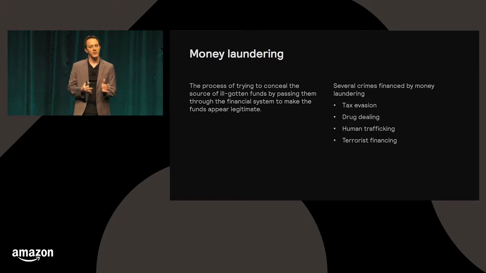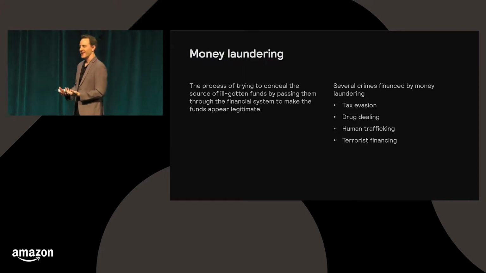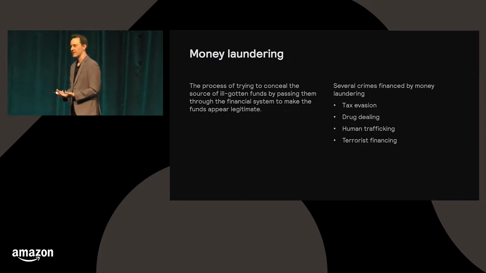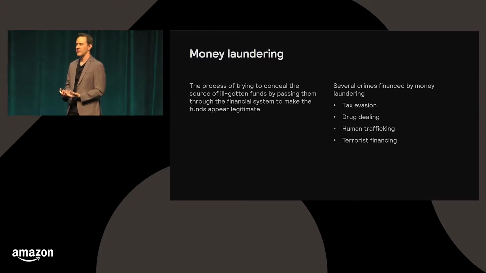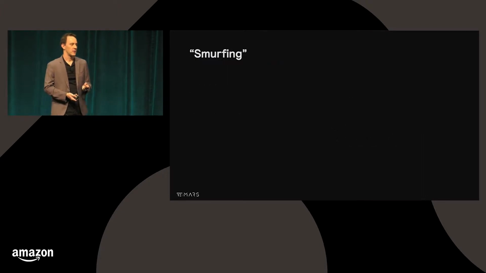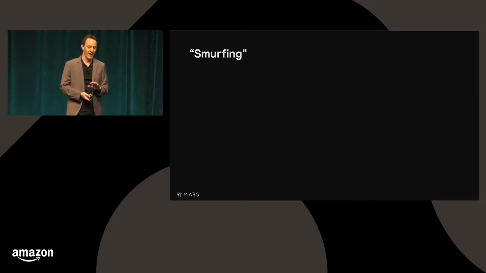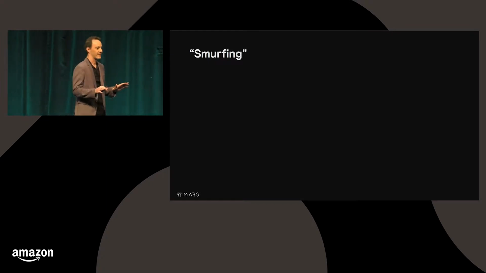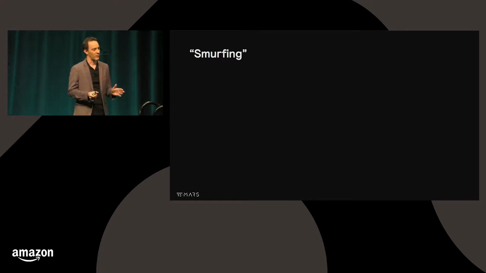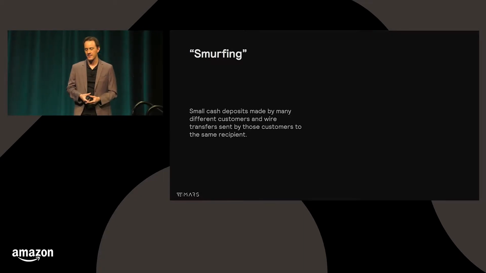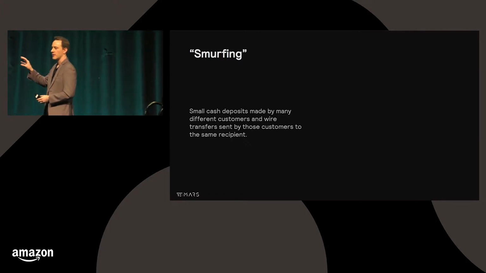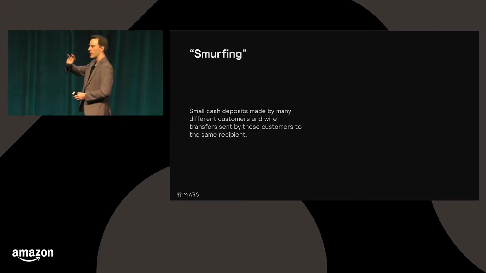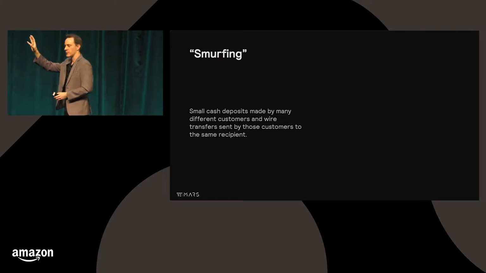Criminals will use different kinds of techniques, of course, to make this money appear legitimate. There's a lot of creativity there. I'll highlight one of them specifically, which is called Smurfing. So for those who never heard of it, this is probably the most basic and standard technique used by criminals. The idea is to have small cash deposits made by several different individual accounts, and all of that money is going to get transferred to a common recipient.